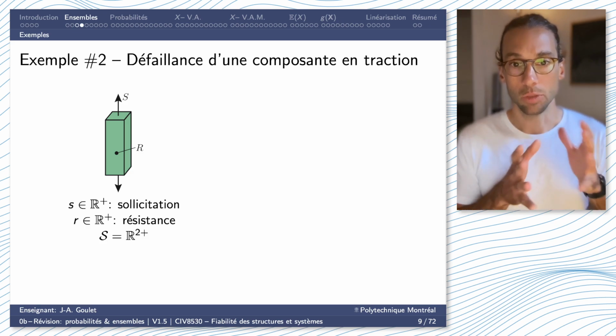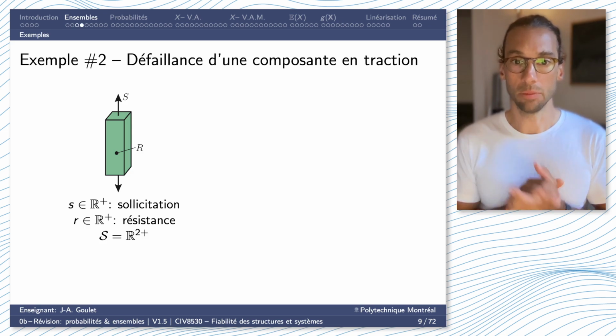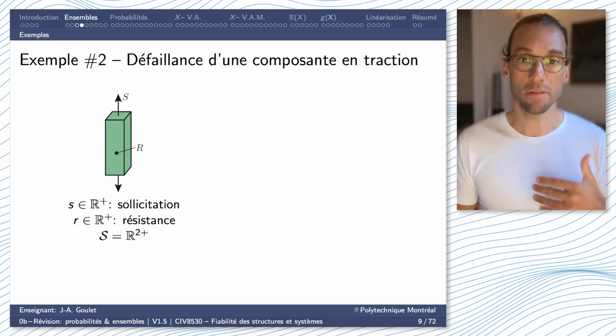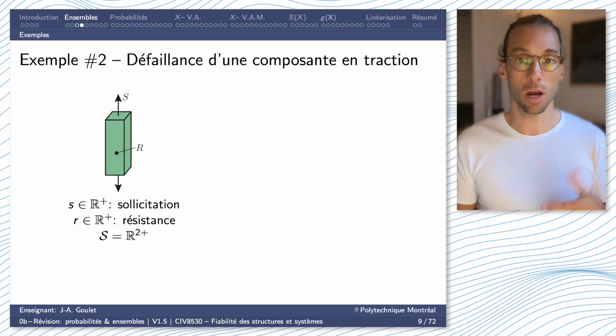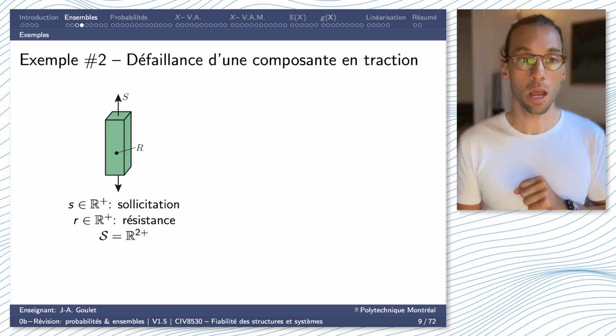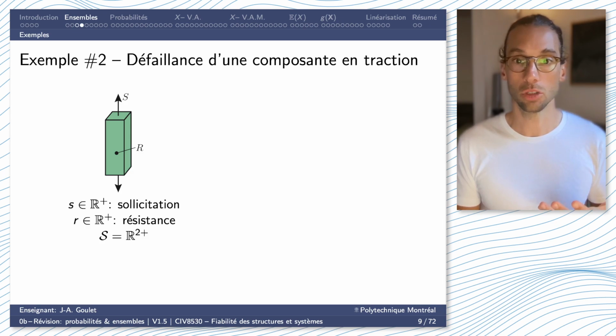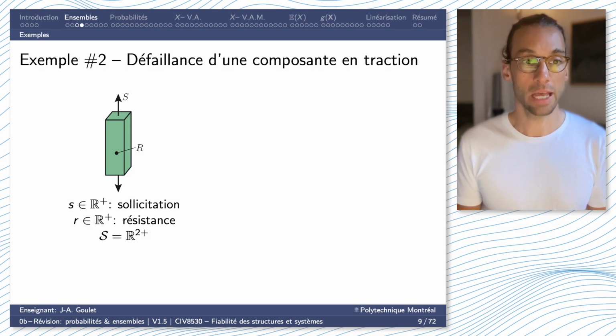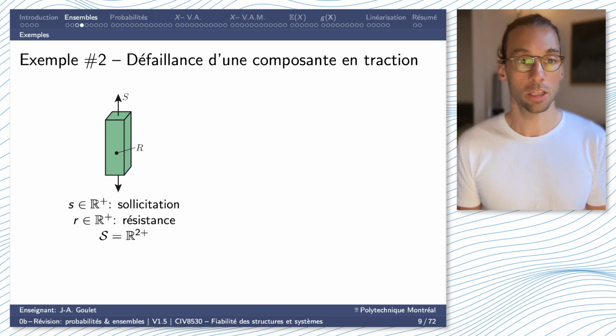Second example, and it is more tailored to the reliability problem we're going to face. So imagine we have the failure of this bar subject to a tensile force. So S is the force applied on my bar, R is its strength, its resistance. So S, the solicitation, is going to be defined in R plus. The resistance R is also defined in R plus. So I can have my sampling space, which is defined in a positive two-dimensional real space.